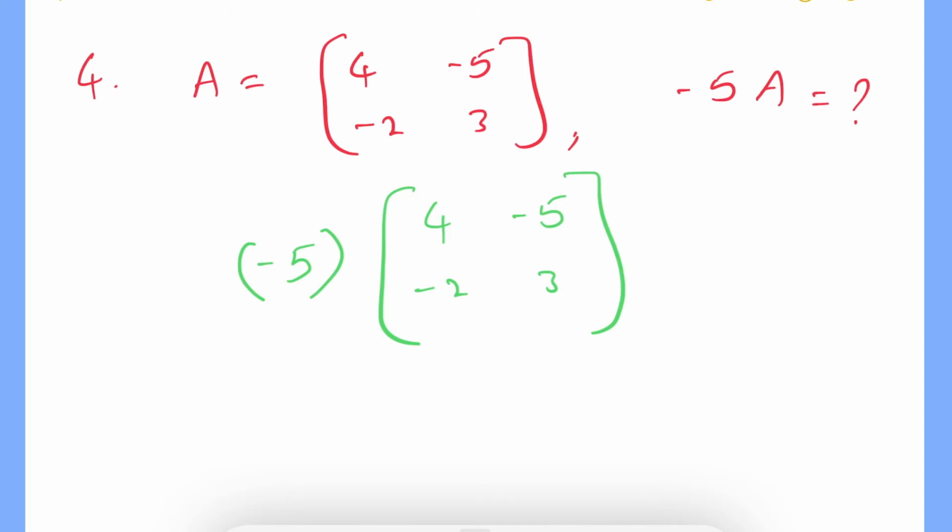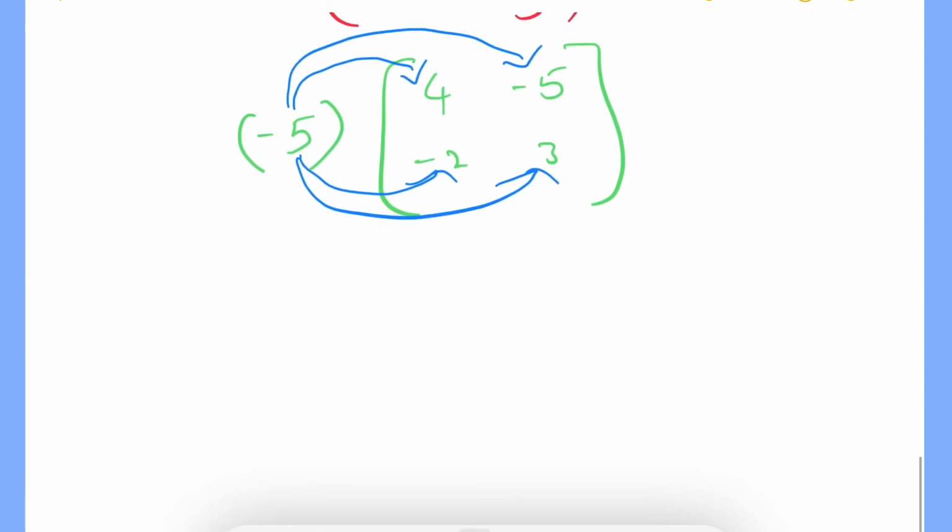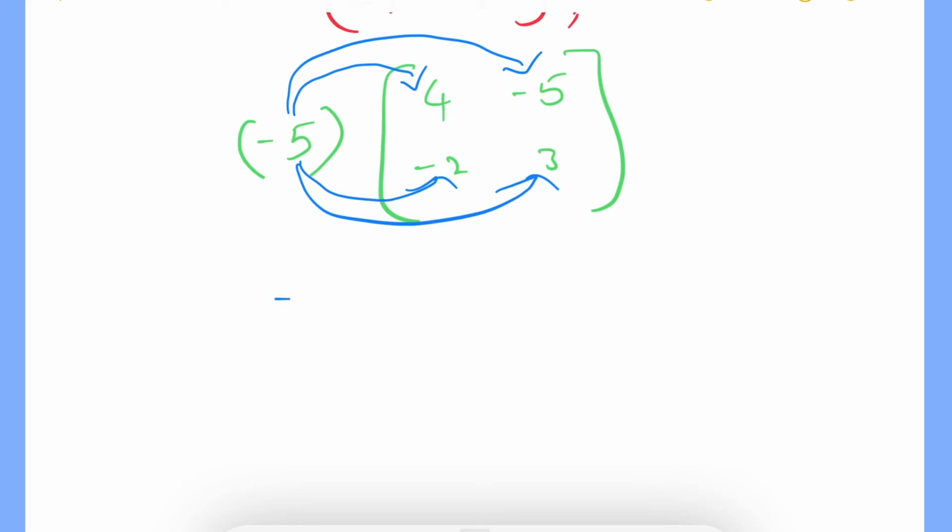Whenever we are multiplying a matrix with a scalar number, that is just a constant, simply multiply that constant with each and every element of the matrix. So that is minus 5 into 4 minus 20, minus 5 into minus 5 25, minus 5 into minus 2 10, minus 5 into 3 minus 15.